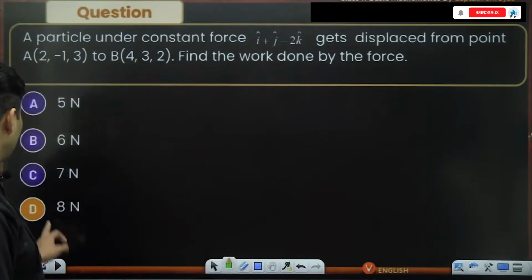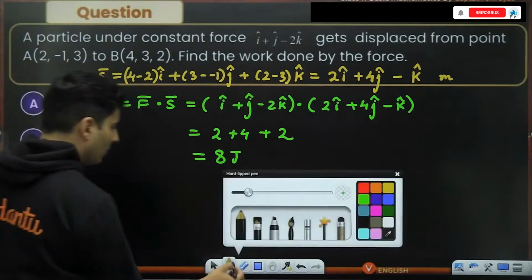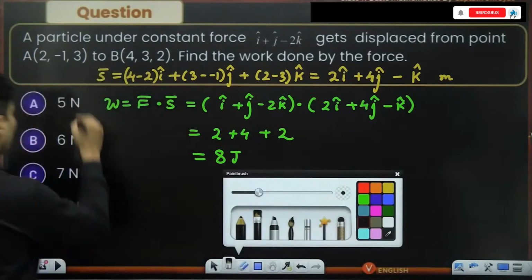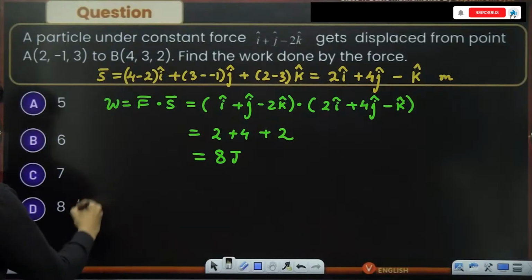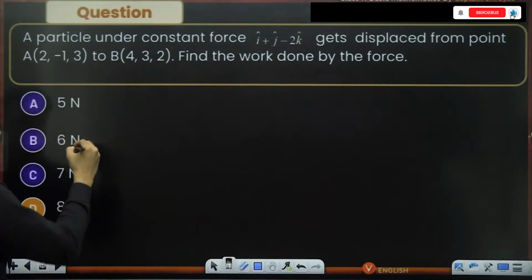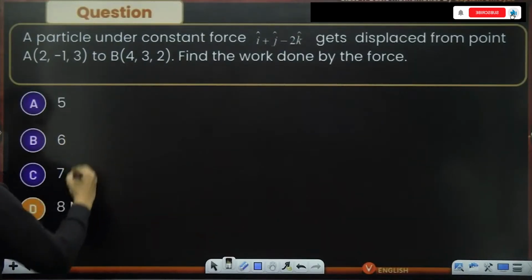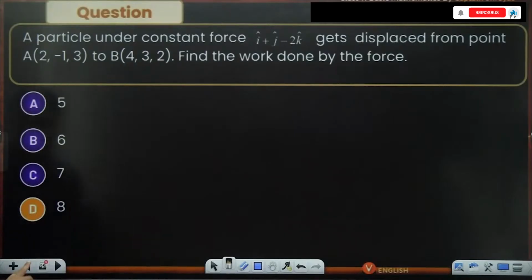So 8, not Newton, it will be joules. Sorry, the units are wrongly mentioned over here. I need to correct it. So it will be 8 joules. Correct. 8 joules will be the answer.